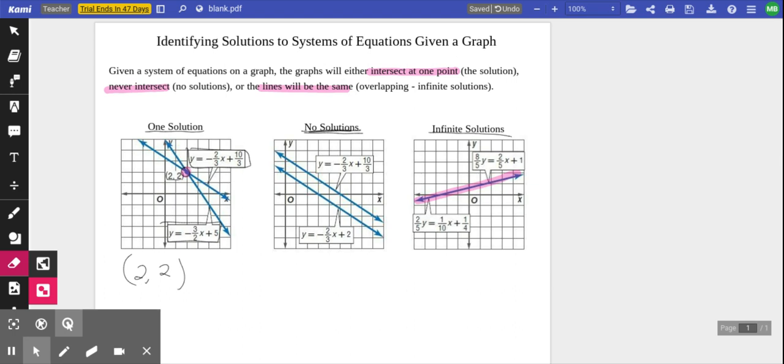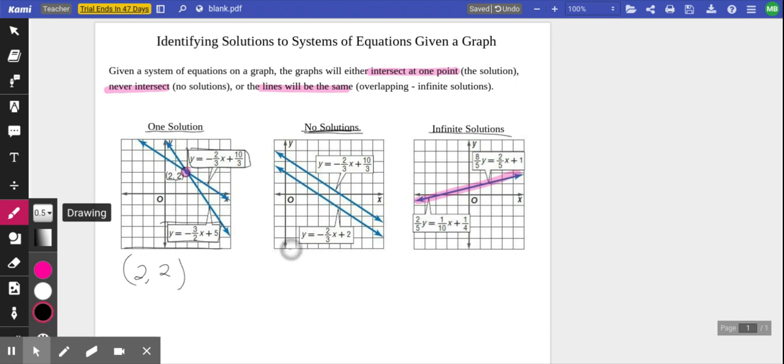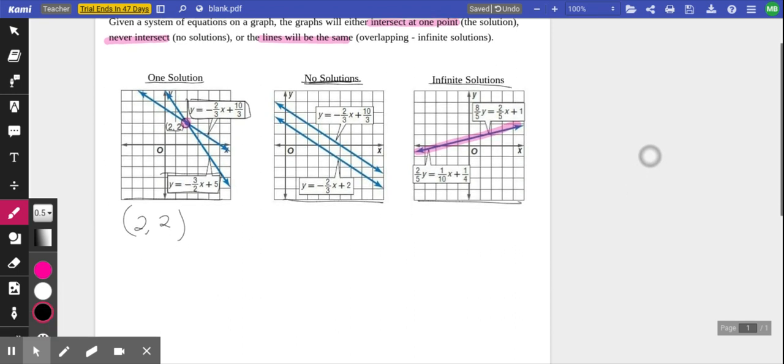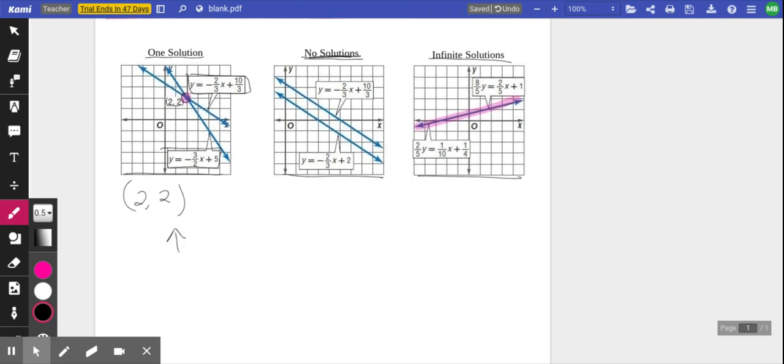So looking at our graph, we're trying to determine whether it has one solution, no solutions, or infinite solutions. Anytime you have one solution, you have to actually identify the ordered pair where the two lines are intersecting. That ordered pair is the solution to the system.